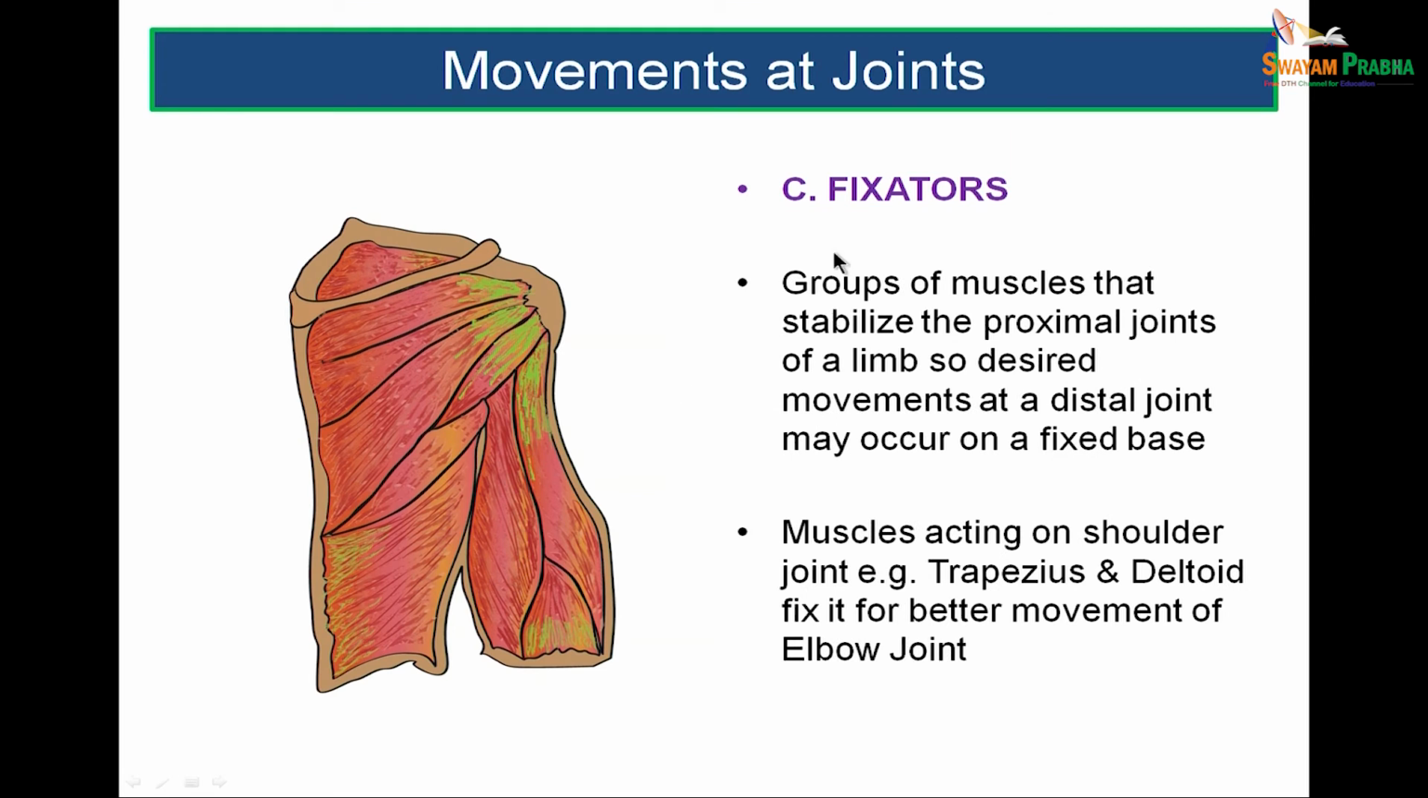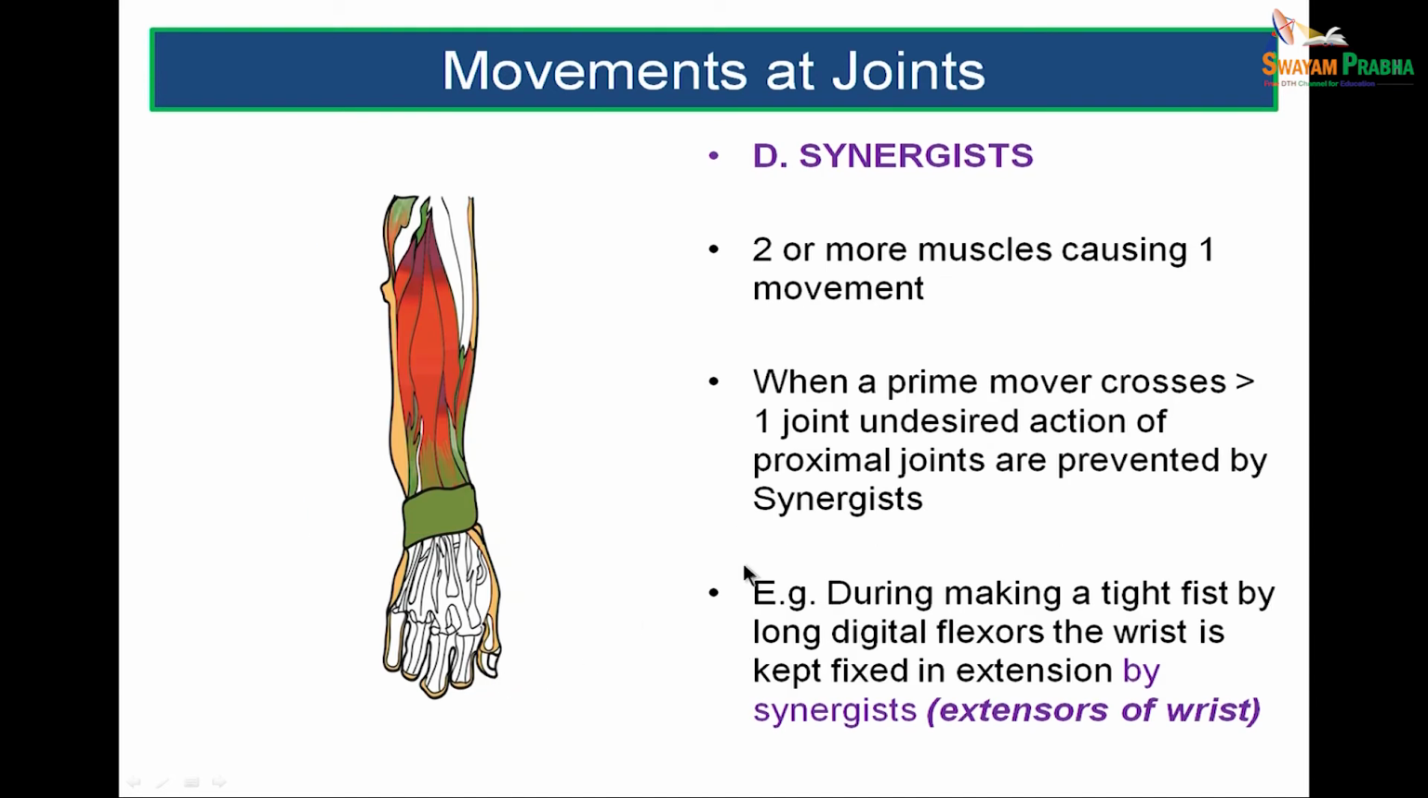Fixators, this is a third type of group of muscles which fixes a joint in order to give other finer movements. For example, if you take the shoulder joint, muscles which can fix the shoulder joint like trapezius and deltoid. If the shoulder joint is fixed and stabilized, that means there can be better precise movements at the elbow joint. So, these muscles are called fixators.